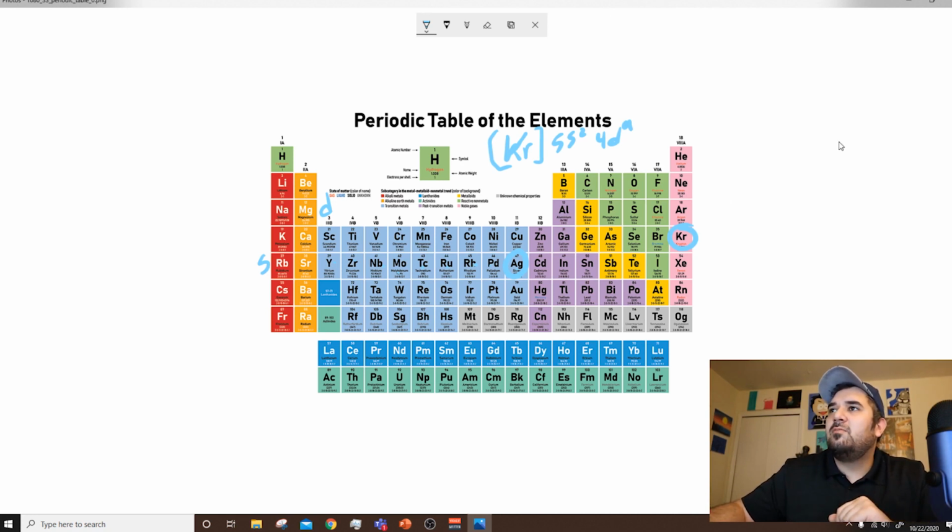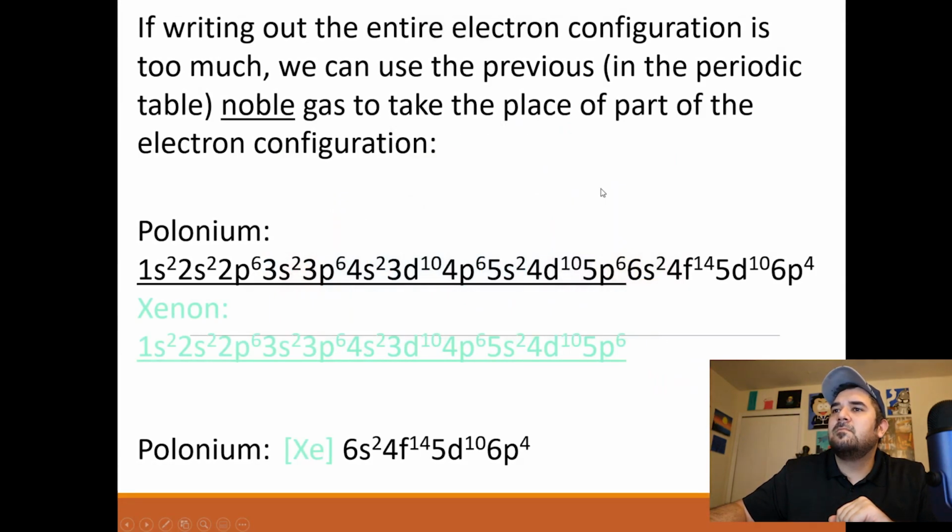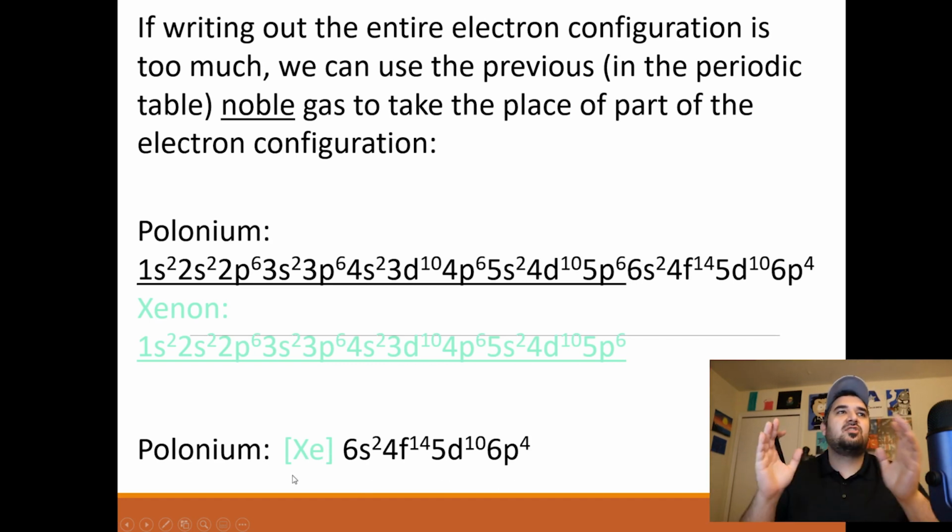All right, so let's go ahead and move forward. That's basically what shorthand configuration is. Instead of writing everything for polonium, you're basically going to write xenon, which is the noble gas, and then write everything that comes after xenon, which is the 6s plus all that stuff. So it does shorten things considerably, especially if you're doing a lot of electron configuration.